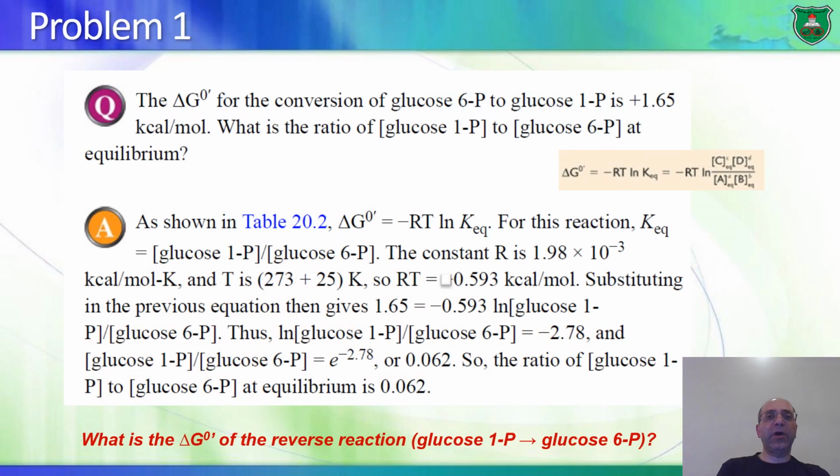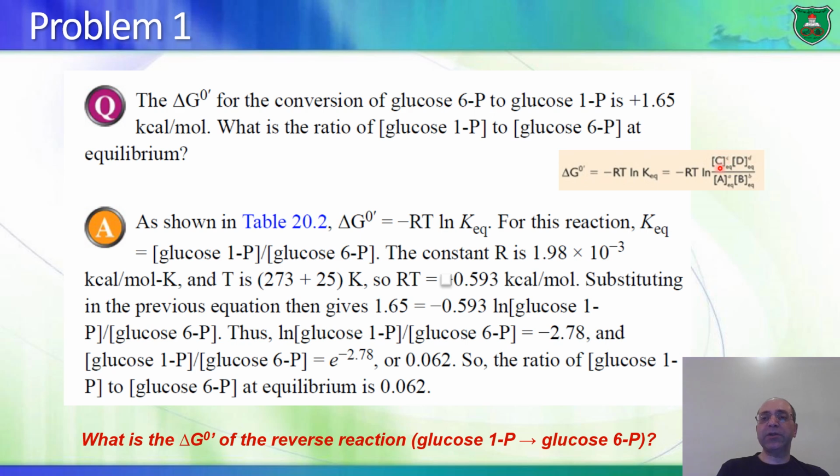So let's look at this problem right here. The delta G naught prime for the conversion of glucose 6-phosphate to glucose 1-phosphate is plus 1.65 kilocalories per mole. What does that mean? It means that this reaction, converting glucose 6-phosphate to glucose 1-phosphate, is an endergonic reaction. The question is, what is the ratio of glucose 1-phosphate, the product, to glucose 6-phosphate, the substrate, at equilibrium? So we want to calculate this ratio right here.